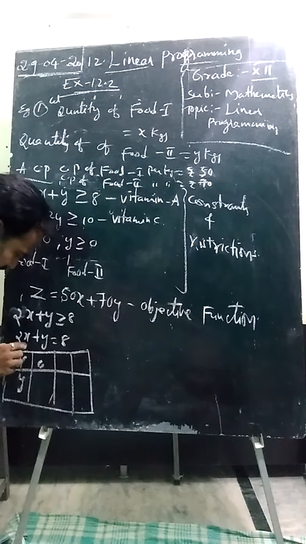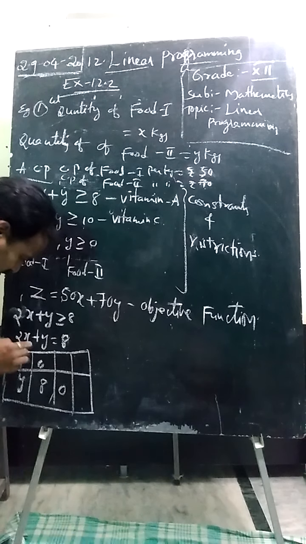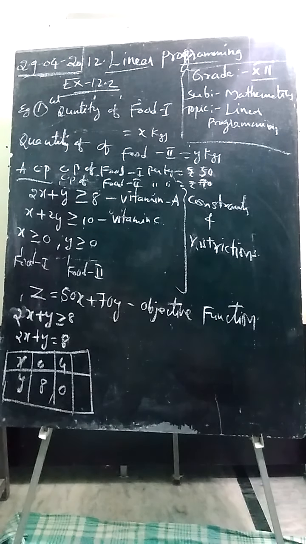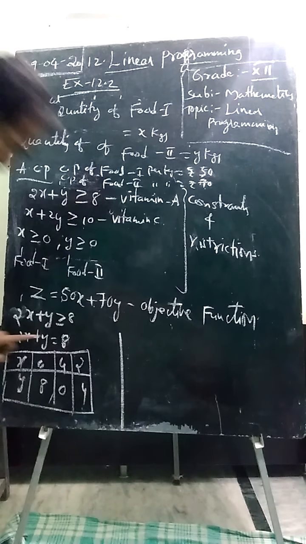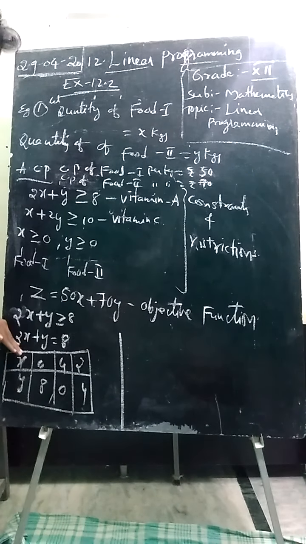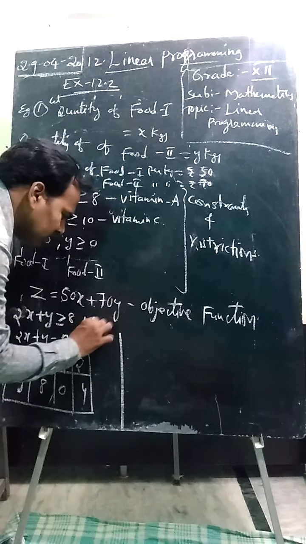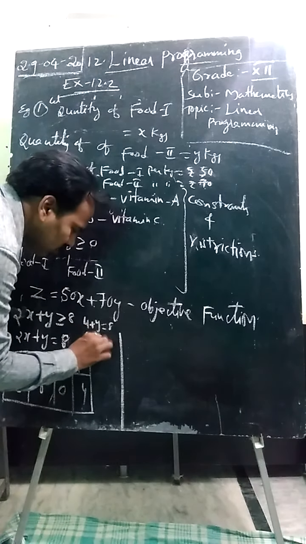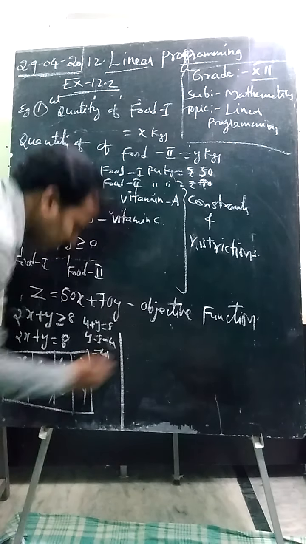x, y: if you take x equal to 0, y is equal to 8, students. If you take y equal to 0, x is equal to 4. Then we'll plot the points. So here if you take x equal to 2, y will be 4. If you solve it, 4 plus y is equal to 8, so y is equal to 4.